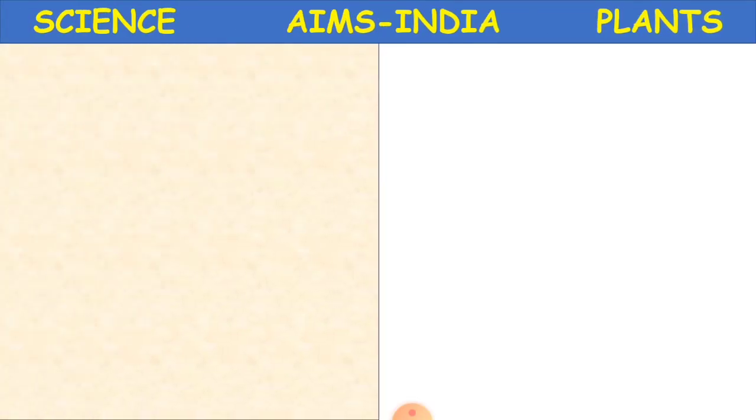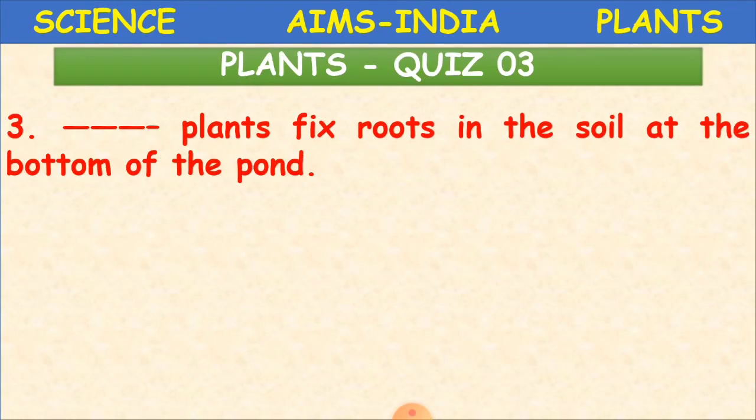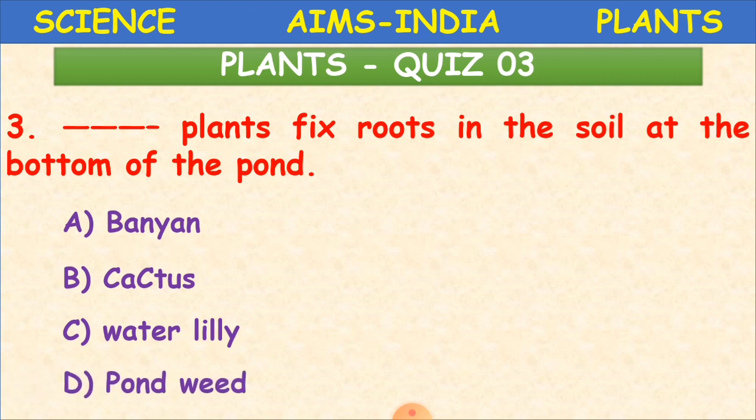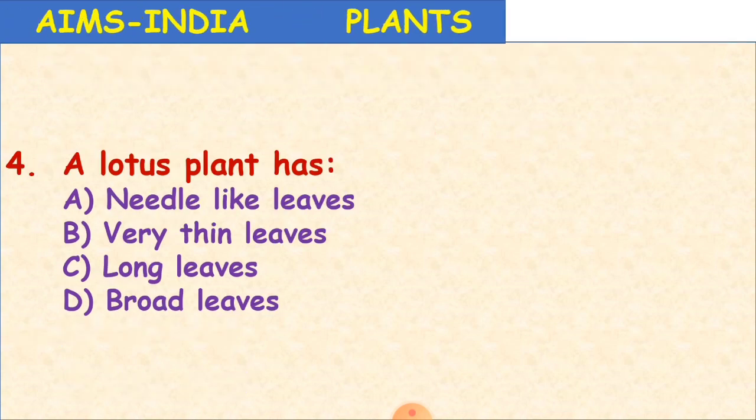The next question is, dash plants fix roots in the soil at the bottom of the pond. A option is banyan, B option is cactus, C is water lily, and D is pondweed. So which is the correct answer, children? Yes, water lily is the correct answer. Clear?